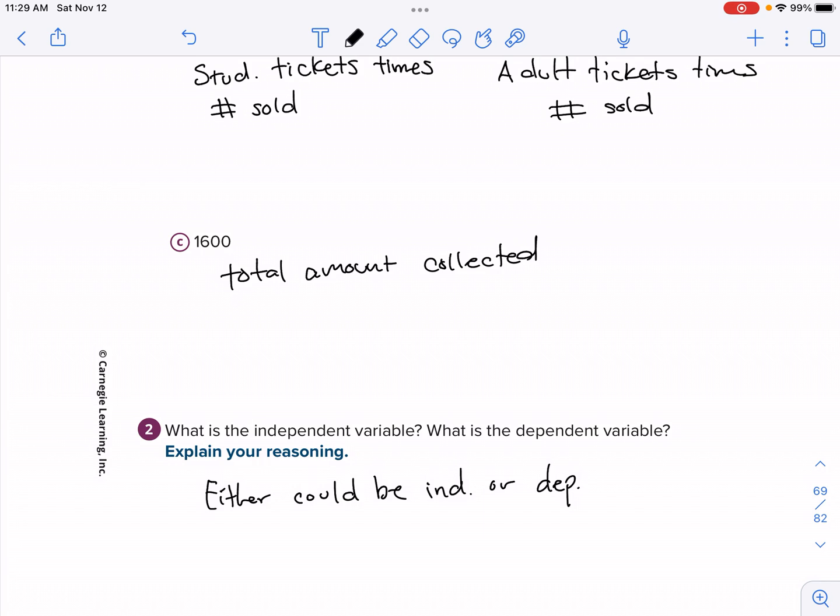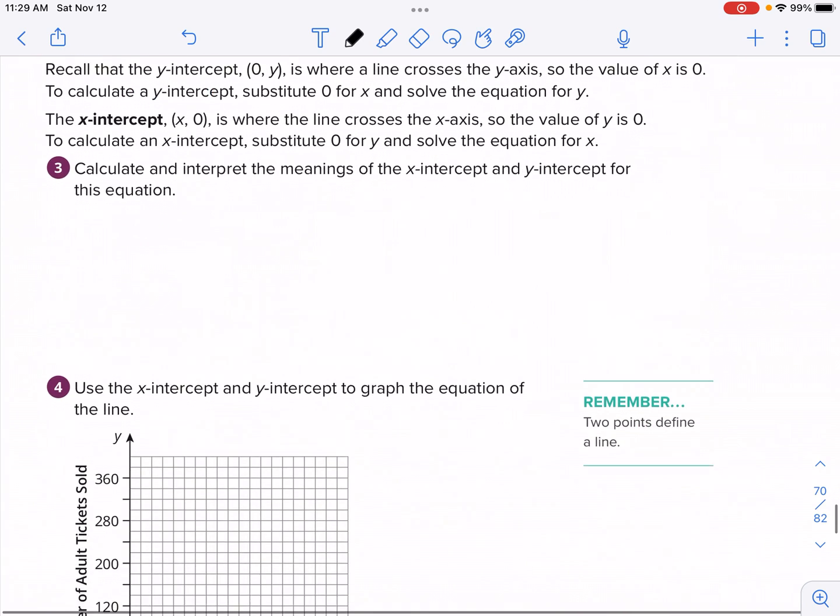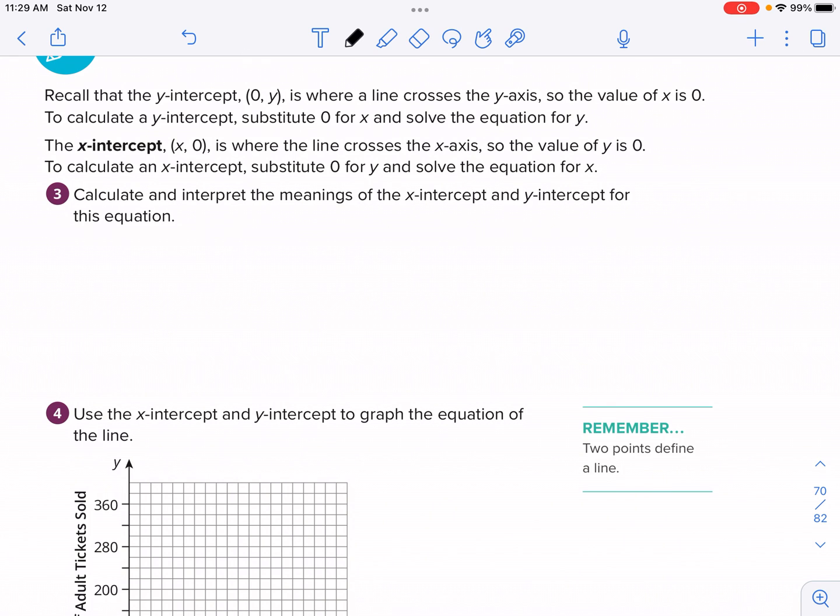All right. Anyways, we're going to continue this context on the next page and talk about key vocabulary terms. So page 294. We're talking about the y-intercept. The y-intercept is where x is 0, and this is a point on the line that crosses the y-axis. To calculate the y-intercept, you substitute 0 for x and solve for y. Vice versa for the x-intercept: this is where the line crosses the x-axis, right? So the value of y is 0, and to calculate the x-intercept, you substitute 0 for y and solve for x.